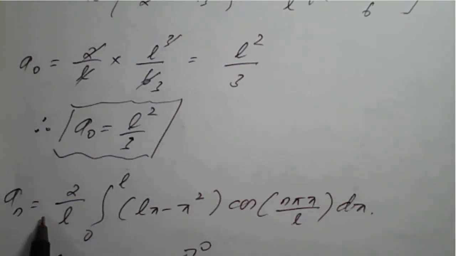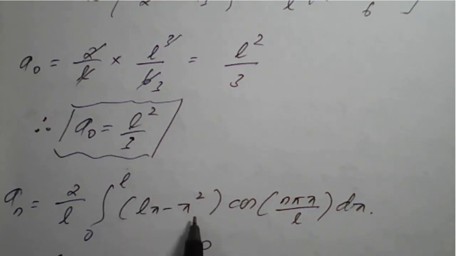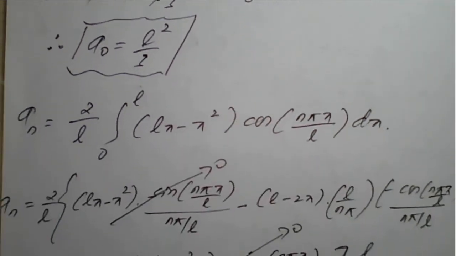So an is equal to 2/L integration 0 to L, the value of f(x) is Lx − x², already we know it, into cos(nπx/L) dx. So this is our f(x) into cos(nπx/L) dx. We need to integrate this, and for this integration we need to apply Bernoulli's rule, the u into v formula.